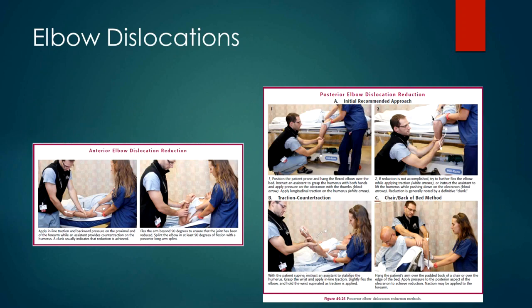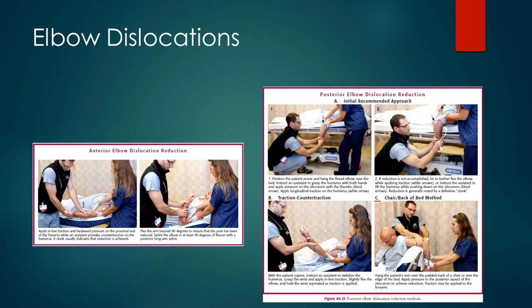So, a couple of elbow dislocation reduction techniques. For an anterior elbow dislocation, you want to apply inline traction and backward pressure on the proximal end of the forearm. Usually we'll get a pretty satisfying clunk once the reduction is obtained. Then you flex the arm beyond 90 to ensure the joint has been reduced and splint the arm in at least 90 degrees of flexion with the posterior long arm.